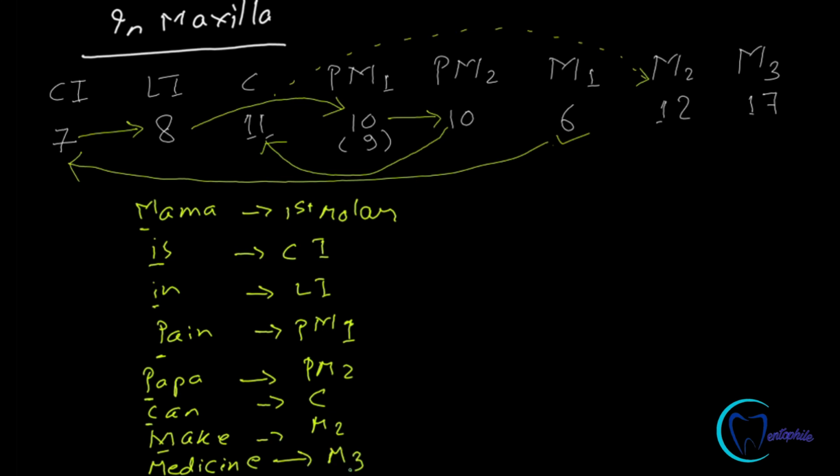So in this way, the eruption sequence can also be memorized, and the ages will be 6 years, 7 years, 8 years, 9, 10, 11, 12, finally 17 years. So this is an easy way of memorizing the eruption sequence as well as the eruption age for the different teeth in the maxilla.